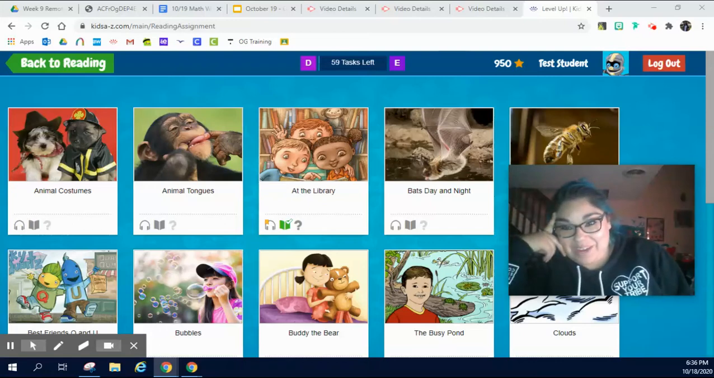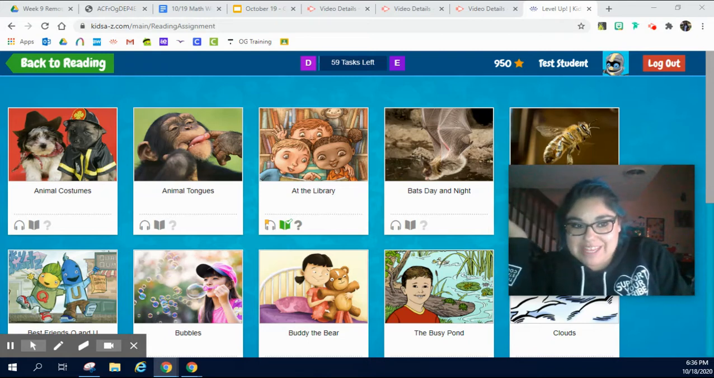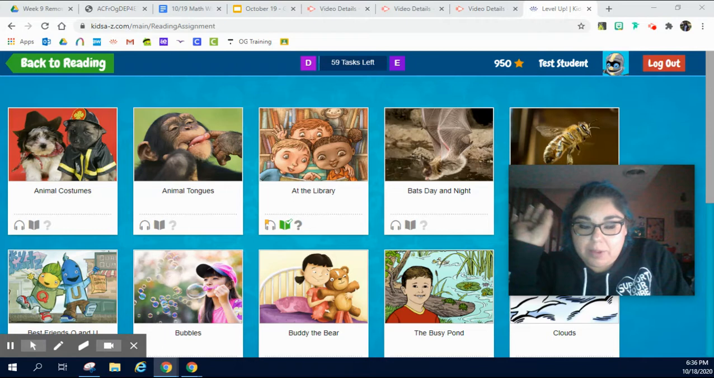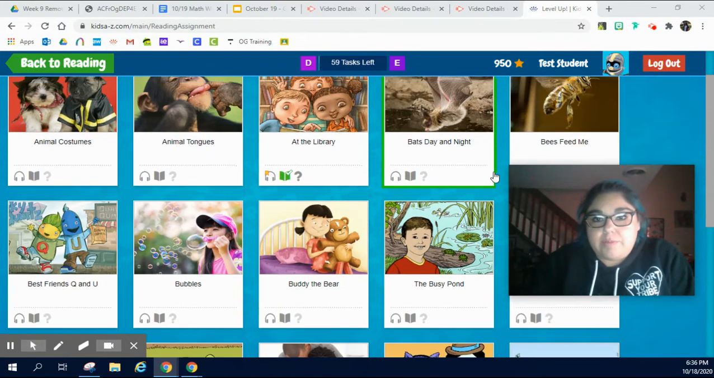Friends, this week we're going to be talking about text features for nonfiction books. Nonfiction books are books that are about real animals. They're not make-believe. They're about real people and real animals. So if you look here, the picture of the bat and the bee, those are nonfiction books, which tell us real life things about these bats and bees.